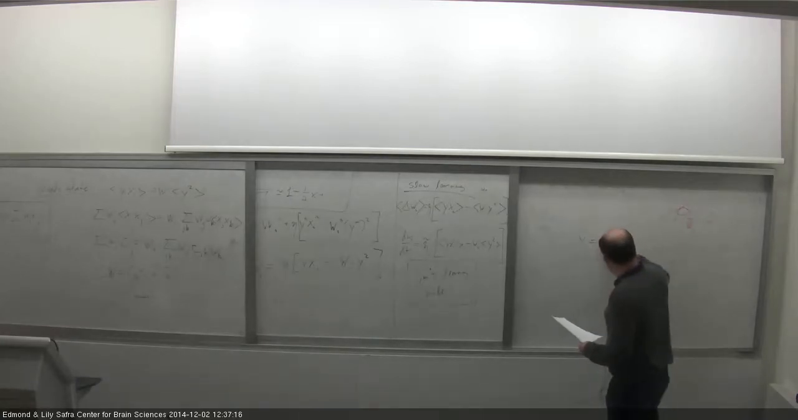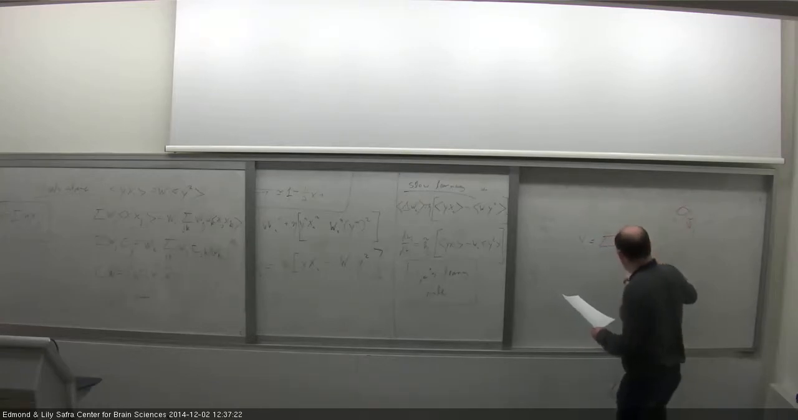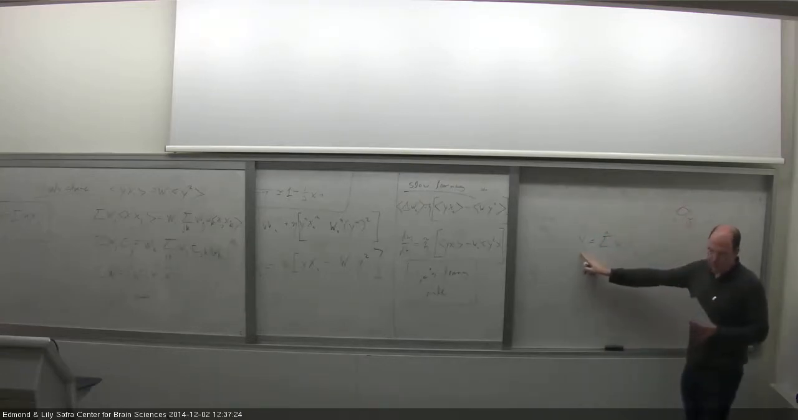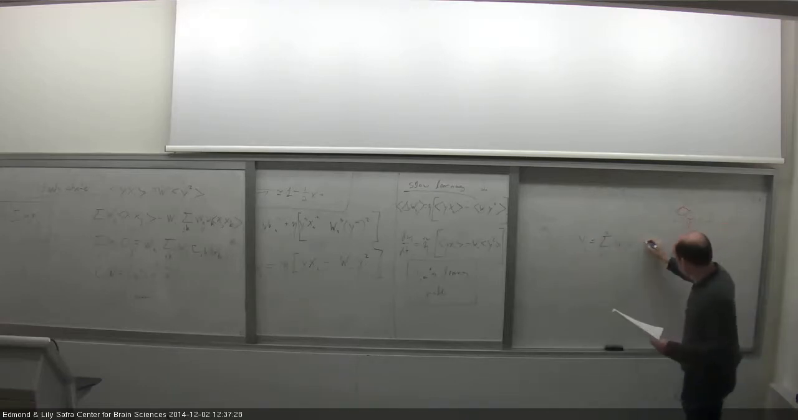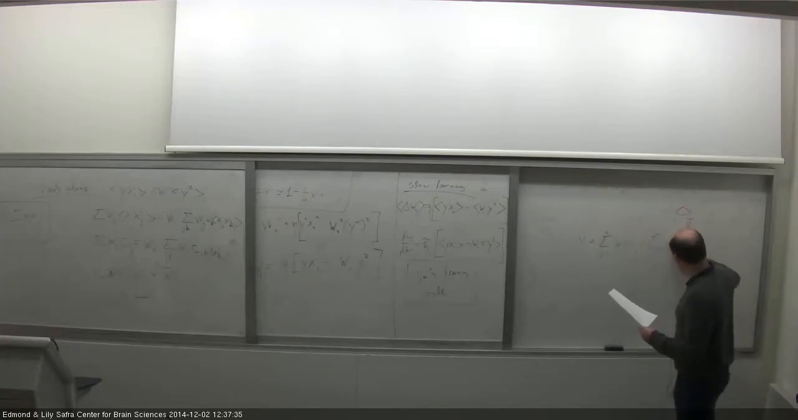is equal to the sum over j, going from 1 to n, Wij xj. But the activity of neuron i is dependent also on the other Y's because of the recurrent connections, plus the sum over j going from 1 to m, Wij tilde yj.